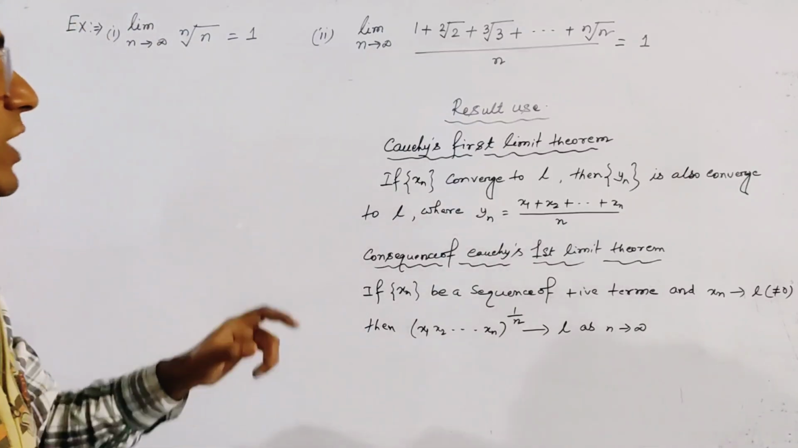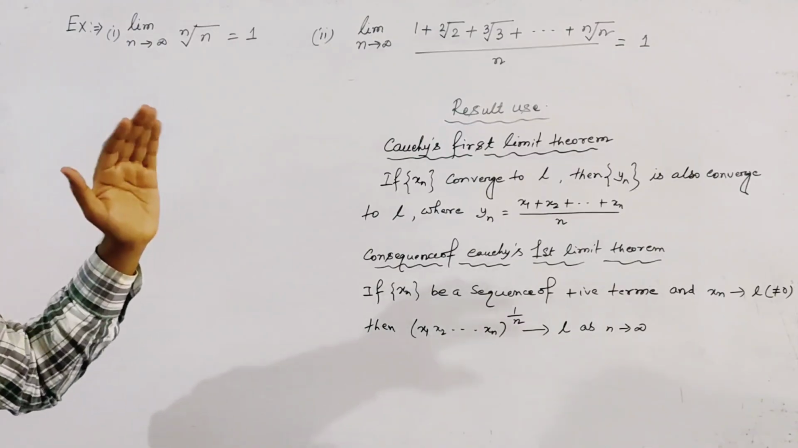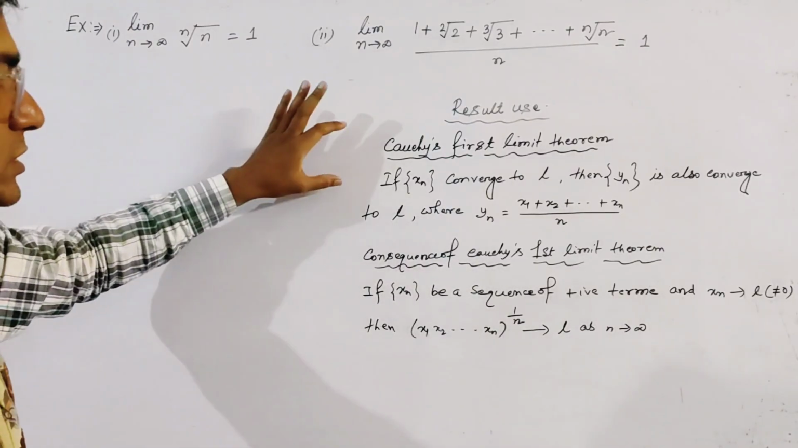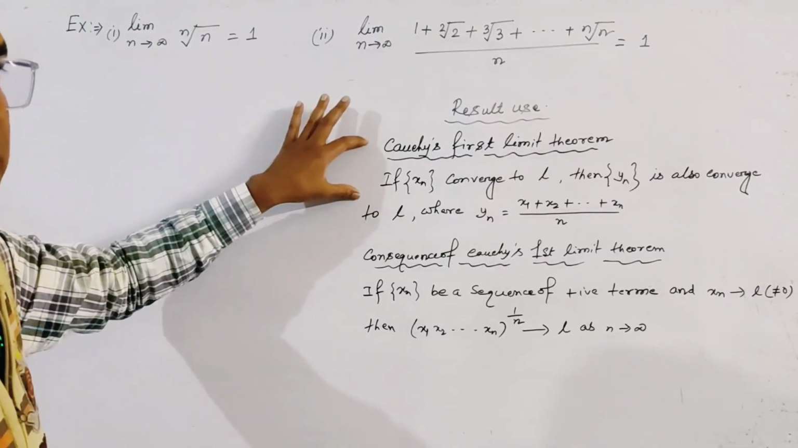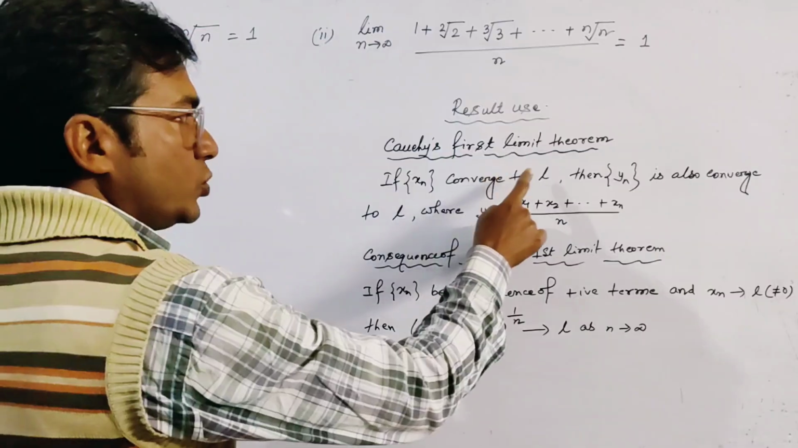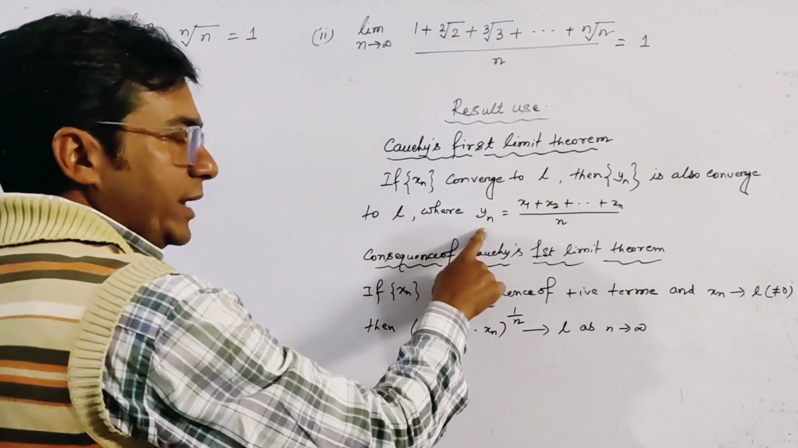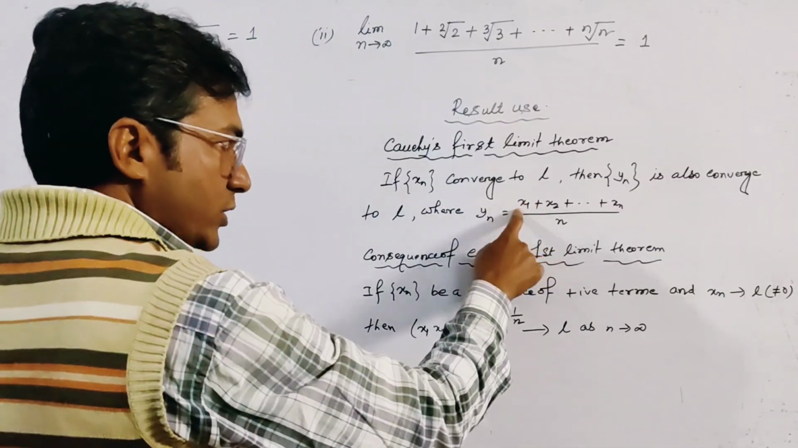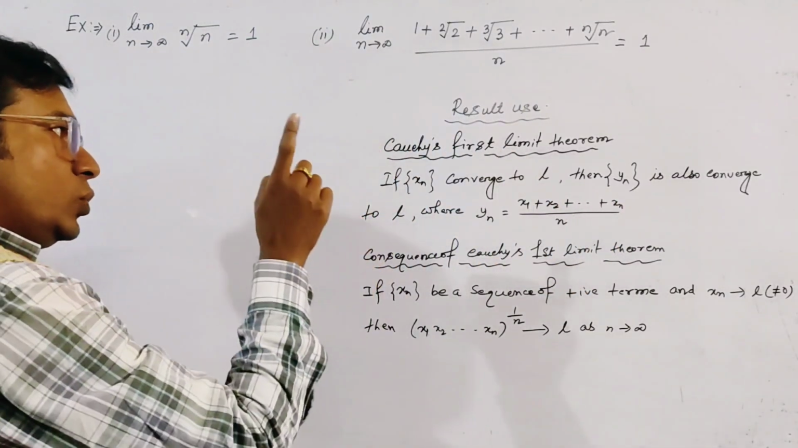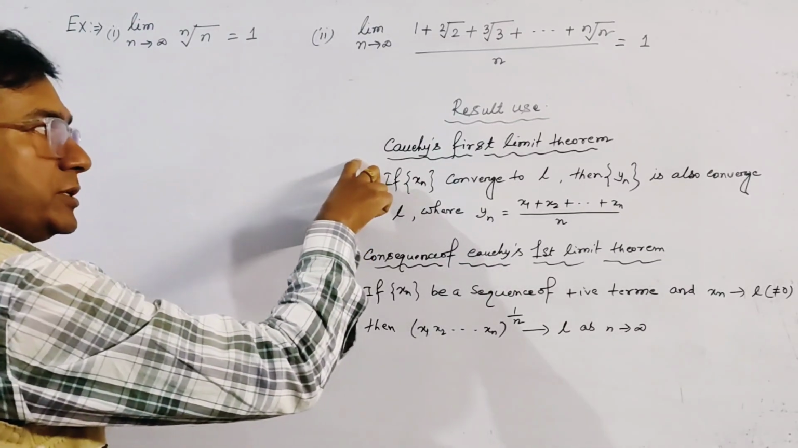To find the value of these limits, we use two important results. One important result is Cauchy's first limit theorem, which says that if xn converges to L, then yn also converges to L, where yn is given by (x1 + x2 + ... + xn) by n. And we get an important consequence of Cauchy's first limit theorem.